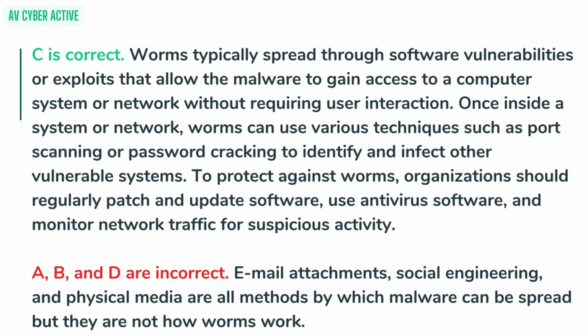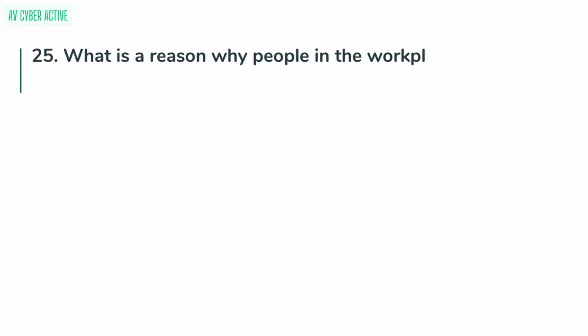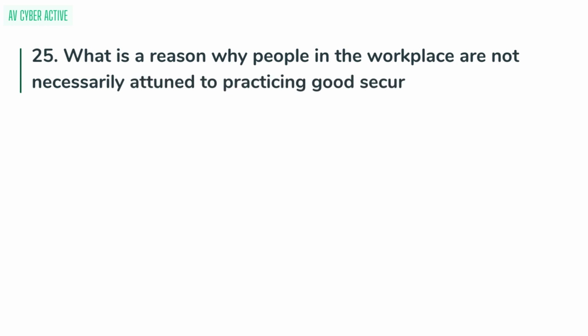Once inside a system or network, worms can use various techniques such as port scanning or password cracking to identify and infect other vulnerable systems. To protect against worms, organizations should regularly patch and update software, use antivirus software, and monitor network traffic for suspicious activity. A, B, and D are incorrect. Email attachments, social engineering, and physical media are all methods by which malware can be spread, but they are not how worms work.